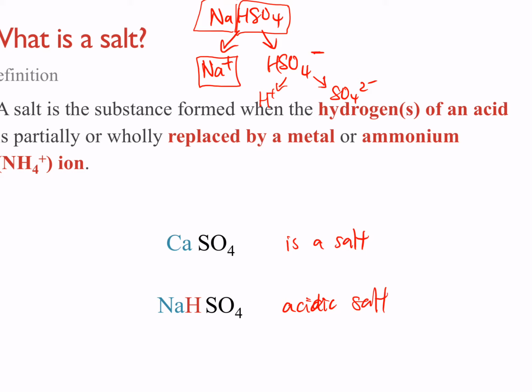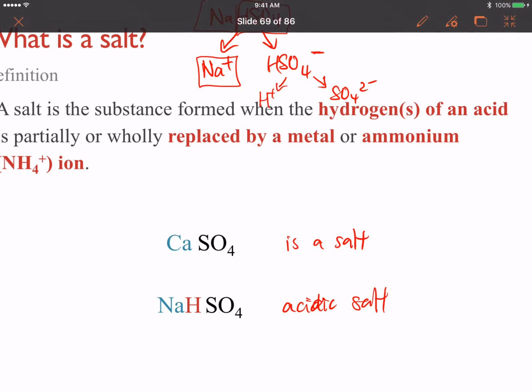Okay, so the reason why it is considered as an acidic salt is because you have your hydrogen ions being further produced, even if it's a salt. Okay, so since this salt is able to produce H plus ions in water, it is considered as an acidic salt.